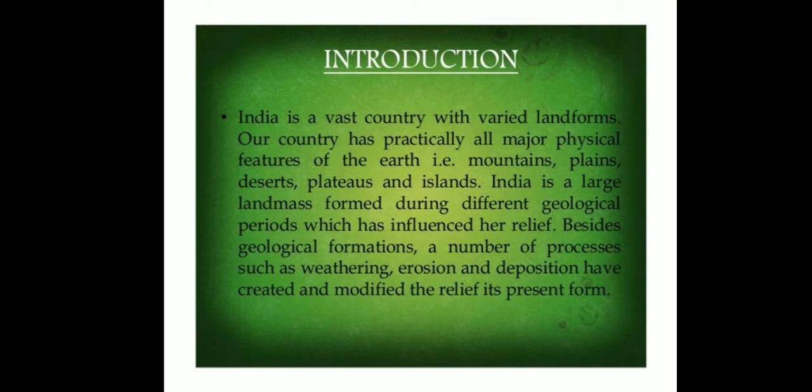India is a large landmass formed during different geographical periods which has influenced her relief. That means what they are saying here is that because of the large landmass which our country has, the geographical periods from the past have influenced its different relief features and the climate of our country. Besides geographical formation, a number of processes such as weathering, erosion, and depletion have created and modified the relief into its present forms. Here, what they are trying to explain is that besides the geographical formation, other things like weathering of the rocks, erosion of the rocks, and depletion of the rocks have also created and modified the different relief features that we see in present form.